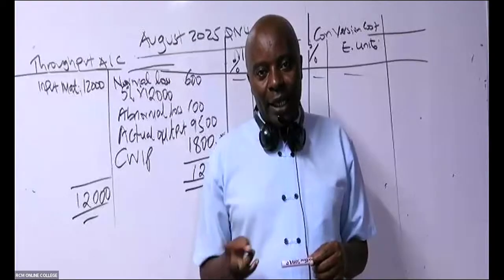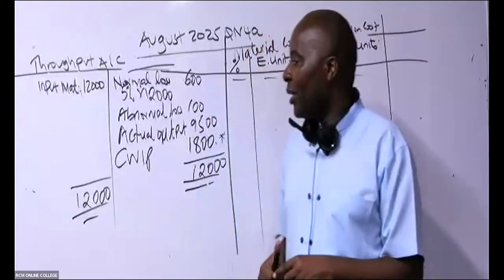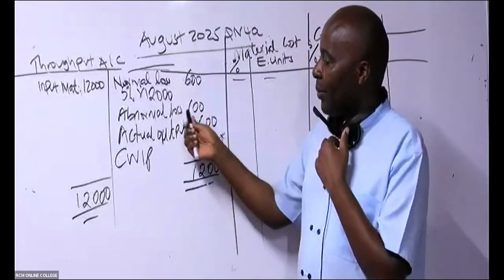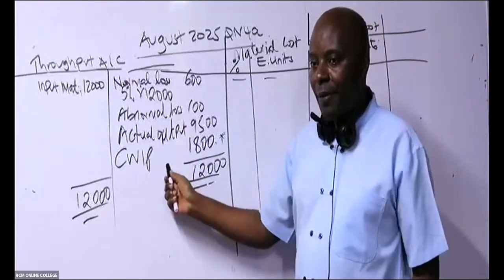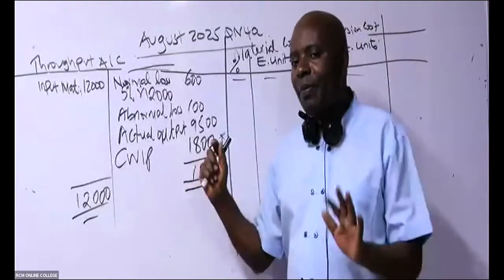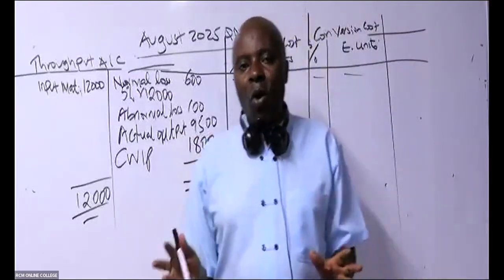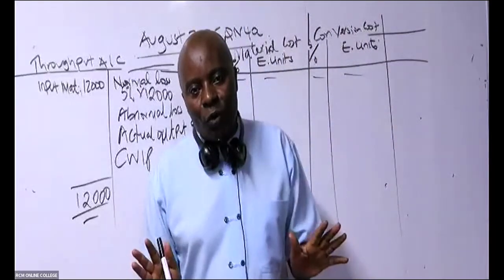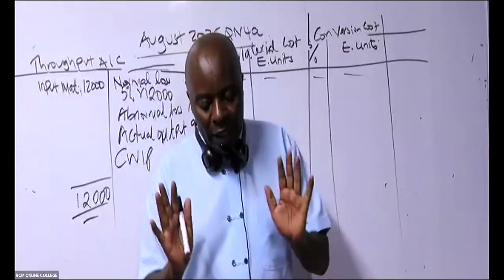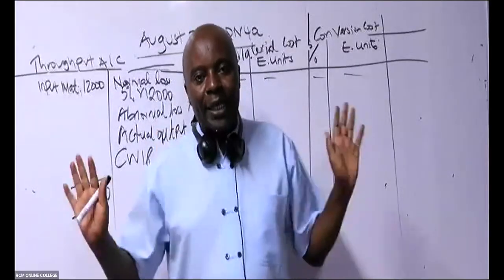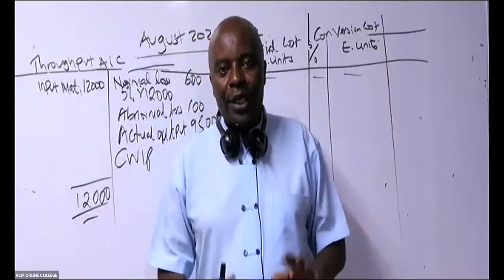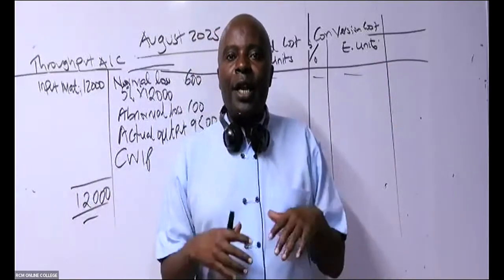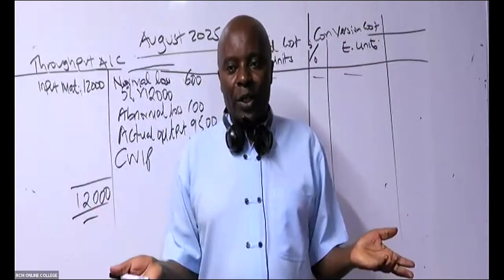Whenever they are silent, there are two ways. It is either you assume that this abnormal loss, you value them to the same degree as closing work in progress, but the very best way is this: abnormal loss, unless you're given degrees of completion, you shall always assume 100%. Because we had finished the entire process, only that these goods never turned out to be good for us.